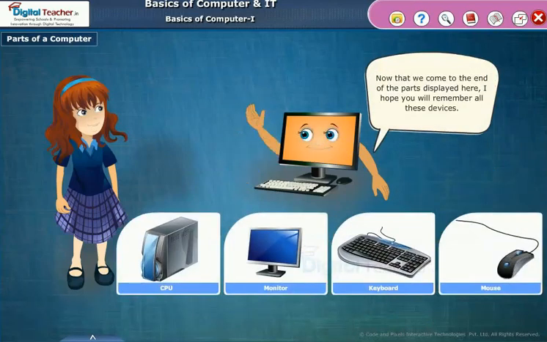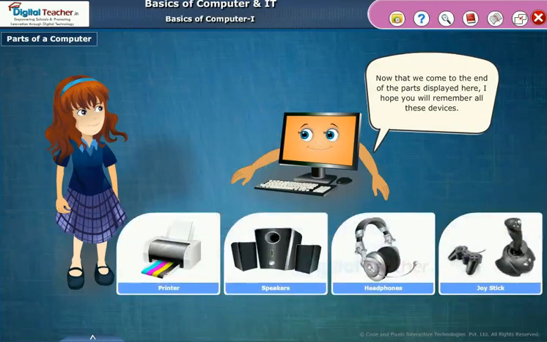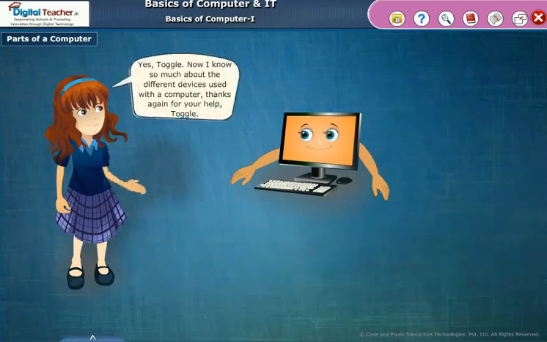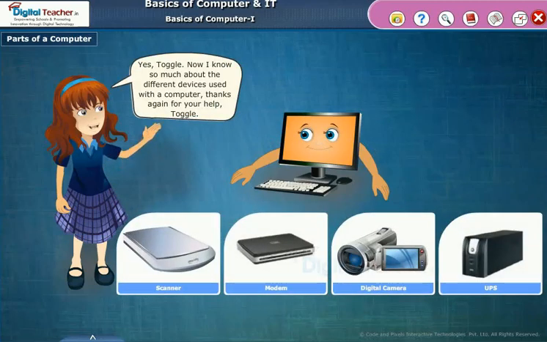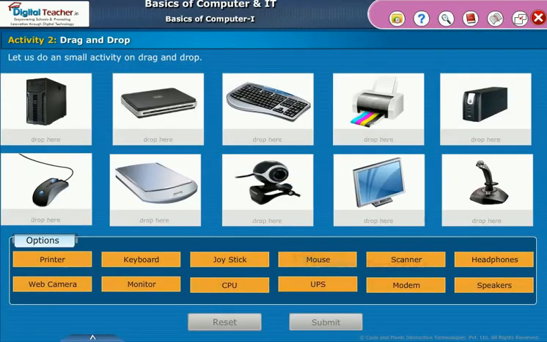Now that we come to the end of the parts displayed here, I hope you will remember all these devices. Yes, Toggle. Now I know so much about the different devices used with a computer. Thanks again for your help, Toggle. Let us do a small activity on drag and drop.